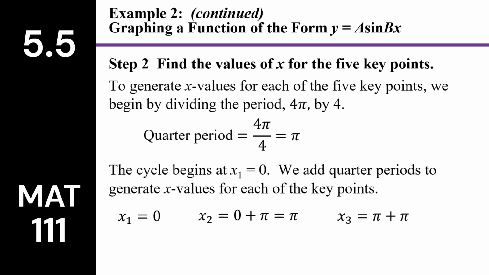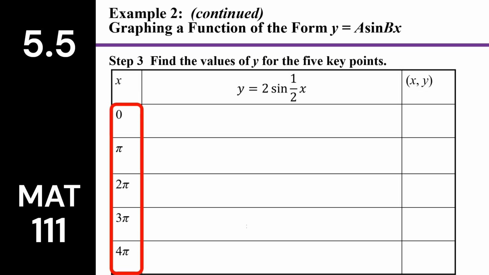Our third x value, we add pi again, which takes us to 2 pi. For our fourth value, we add pi again, giving us 3 pi. And finally, our fifth value is going to be 4 pi. So we take our 5 x values and we substitute them into our function.